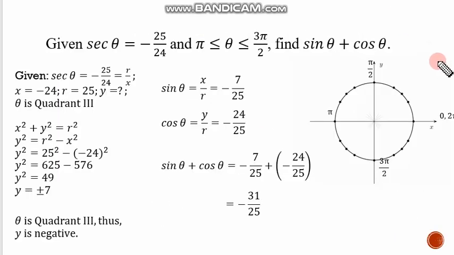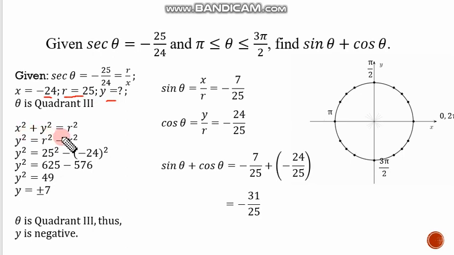Given secant theta is equal to negative 25 over 24 and pi is less than or equal to theta, which is also less than or equal to 3 pi over 2, we will find sine theta plus cosine theta. So the given here is secant theta equal to negative 25 over 24. The secant is actually the reciprocal of our cosine. The cosine is x over r, so our secant is r over x. The x is negative 24, and take note, our radius is always greater than 0, so this is positive 25, and we don't know the y yet.